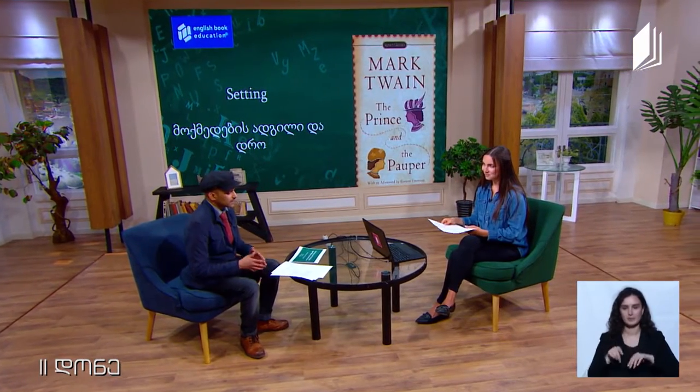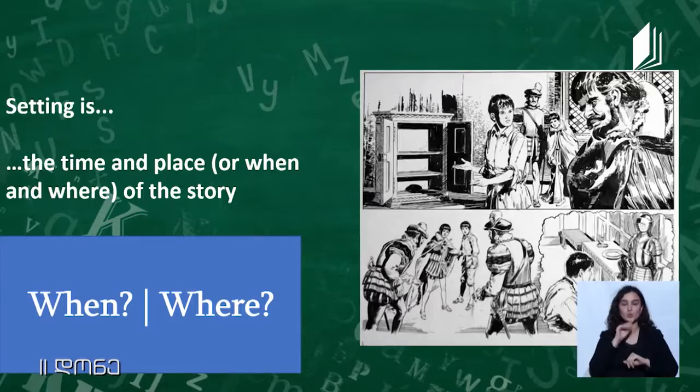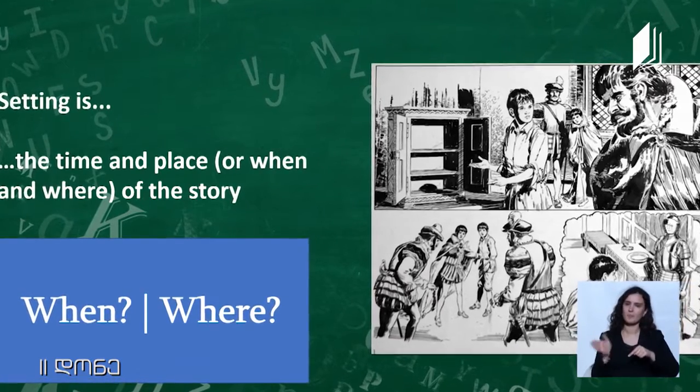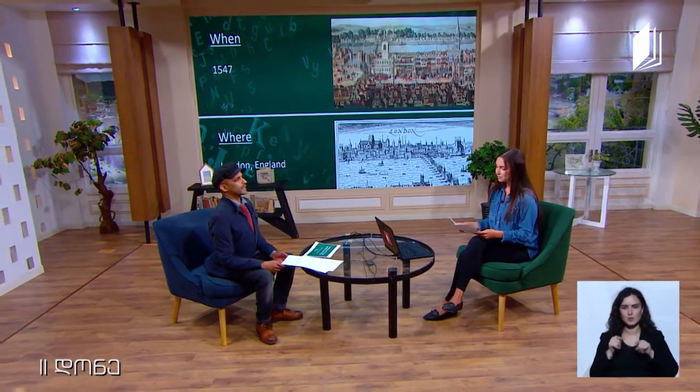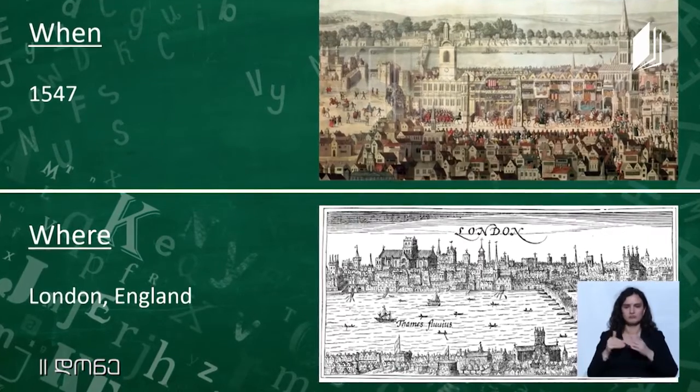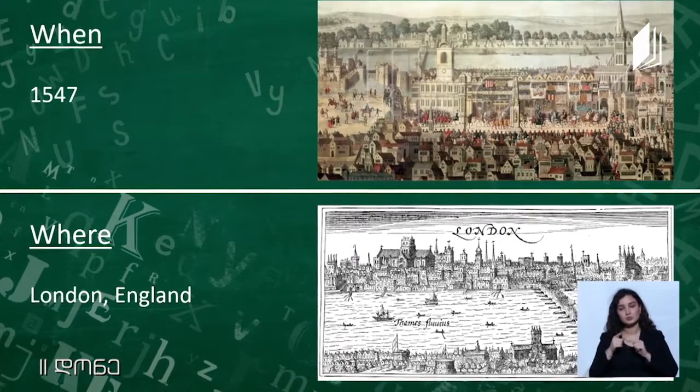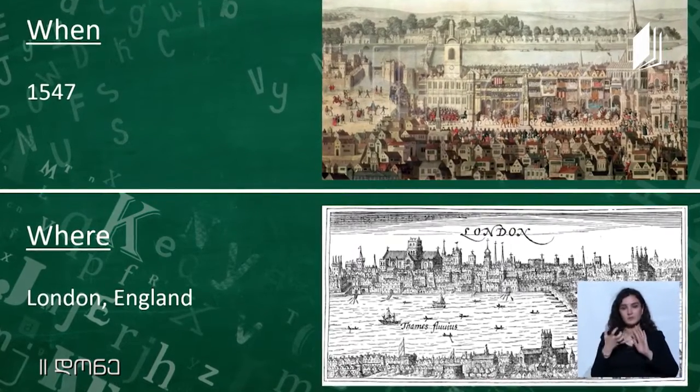Yes, and what is setting all about, Samantha? Well, setting is the time and place, or when and where, that the story takes place. So let's look at our setting of The Prince and the Pauper. Now, this is slightly interesting, and it brings up a genre that is also very interesting. Mark Twain, who lived in the 19th century, as you remember me mentioning before, is writing a story that's in the 16th century, in the year 1547. So quite a long time before his own time.